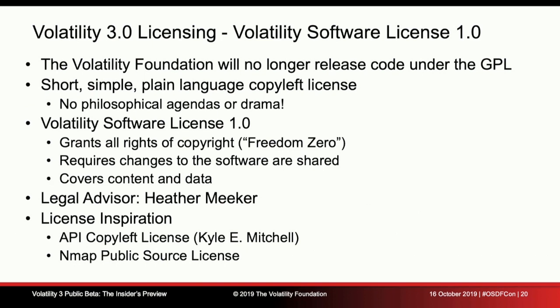As far as licensing for Volatility 3, starting with Volatility 3, the foundation will no longer release code under the GPL. So we now have the Volatility Software License. This is a short, simple, plain language copyleft license. It grants all rights of copyright, requires any changes to the software to be shared, and it also covers content and data. Our advisor for this was Heather Meeker.